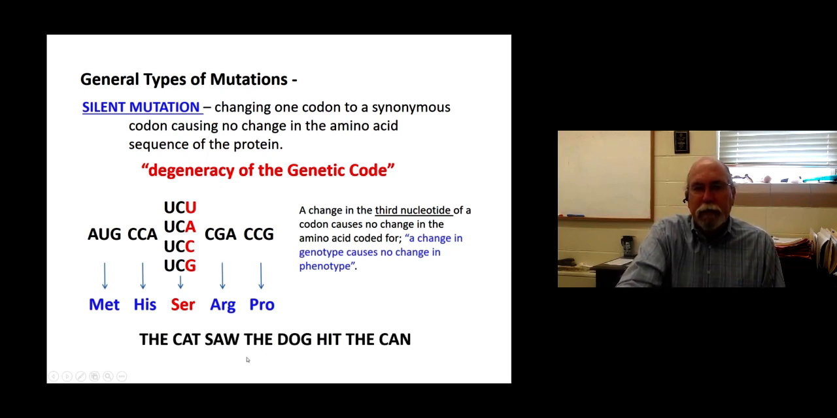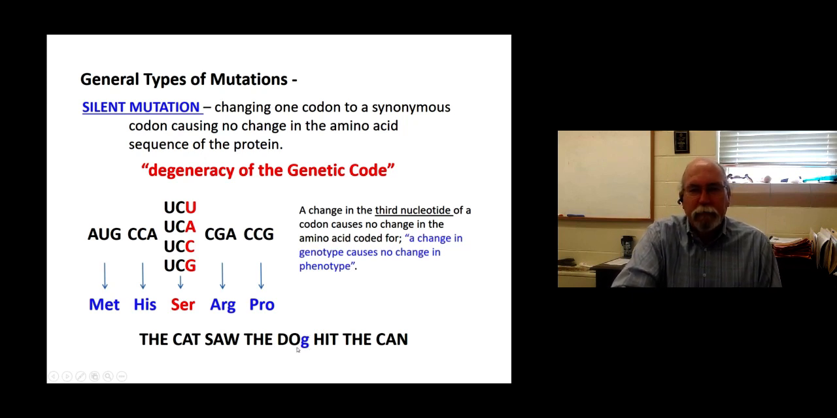A little mimic that I would have is something like this: the cat saw the dog hit the can, and we change it to a little g. It had no effect on the way we would read it, so it has no real effect. Now there are some ways that this can be detected, but as far as the phenotypic production that occurs, it is not going to be changed.